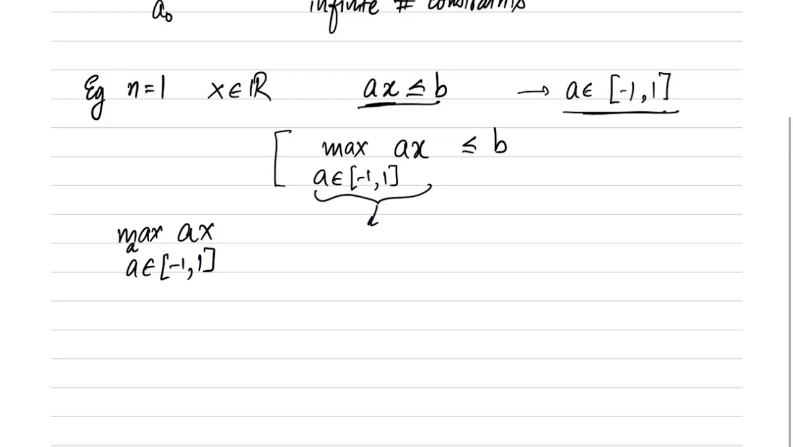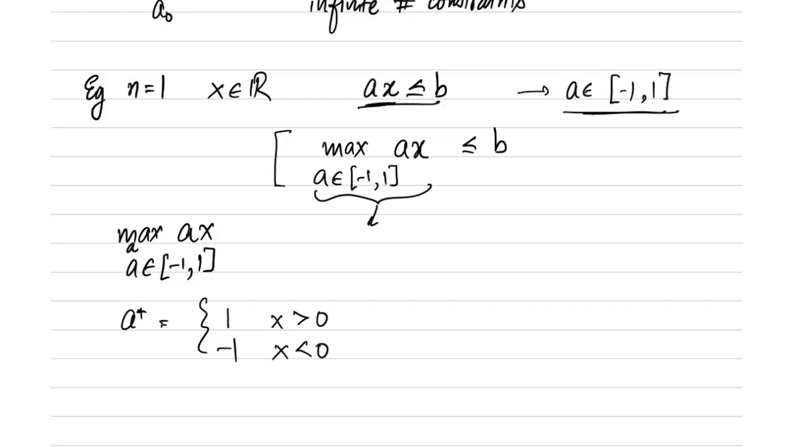Let's consider this problem with respect to a. This is a maximization problem with respect to a. So what is the solution of this problem? Let us say that the optimal value is attained by a star. You can see that a star is equal to, you can take it as 1 if x is positive, because if x is positive it is maximized at a star equal to 1, and -1 if x is negative.